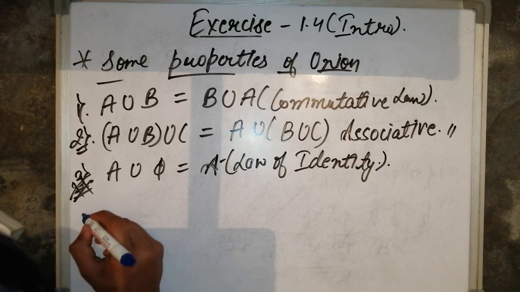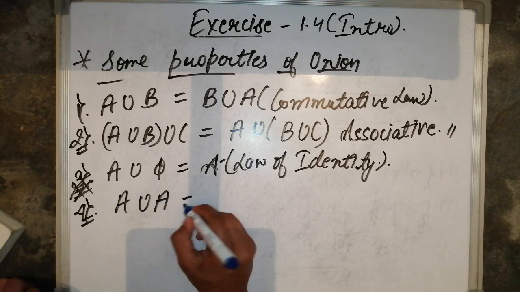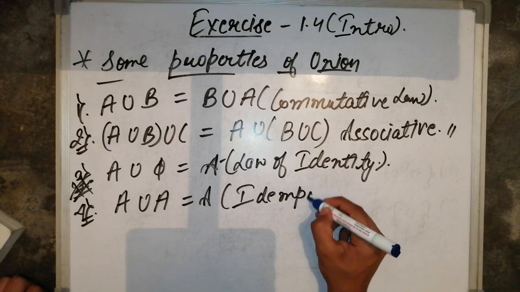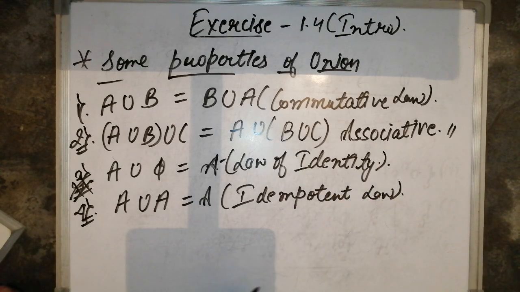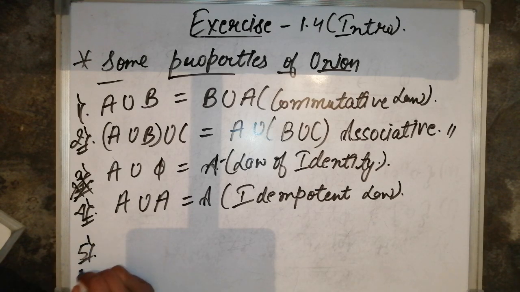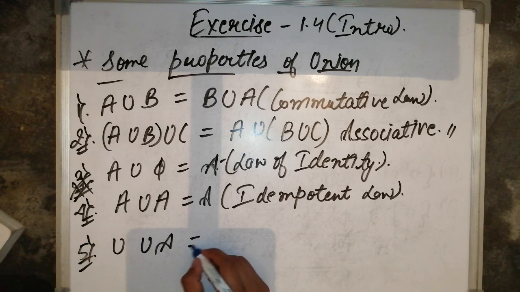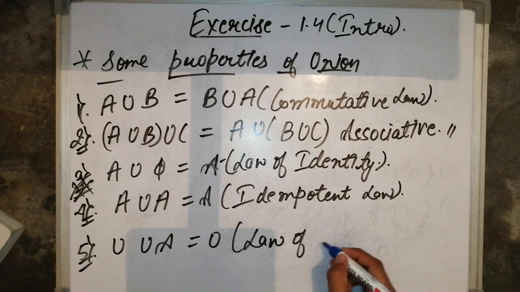Now let's talk about the fourth law. A union A is equal to A, the idempotent law. Many questions are asked from this law in any exam. Now let's talk about the fifth and the last law. We have U union A gives U. It is known as the law of U. So pause and note it down.